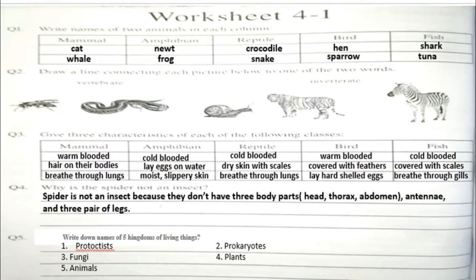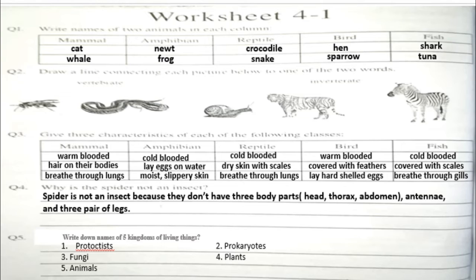Now we are going to solve this worksheet. After studying 5 groups of vertebrates in detail, you are able to fill these columns by yourself. I have given 2 names for each group, but you can write from your side as well.